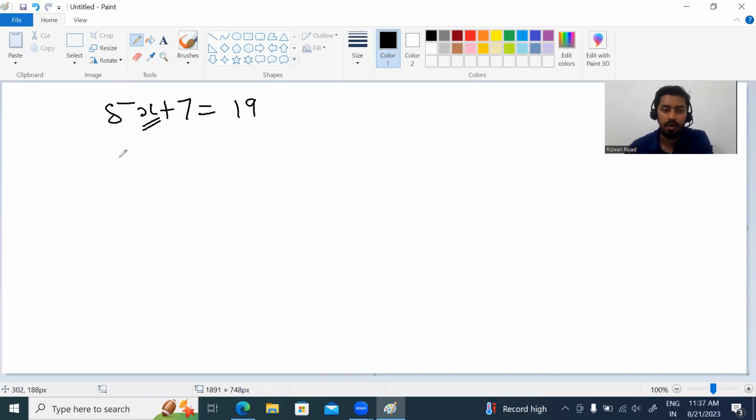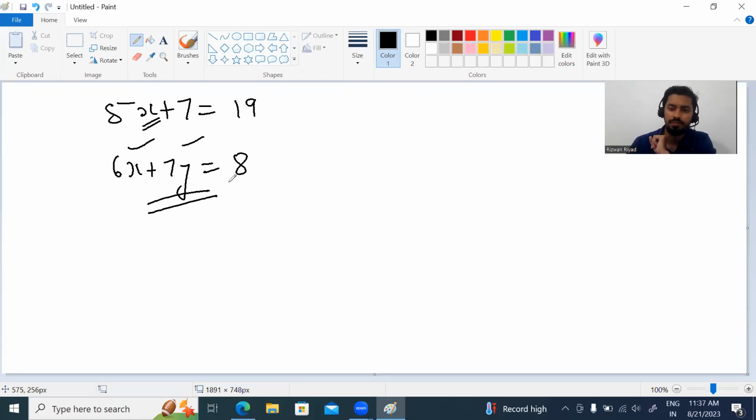For example, 6x plus 7y equal to 8. What is the peculiarity of this equation? Here x is a variable, y is also a variable. So how many variables? x, y, two variables. So this is an example of a linear equation in two variables. x and y are the variables.